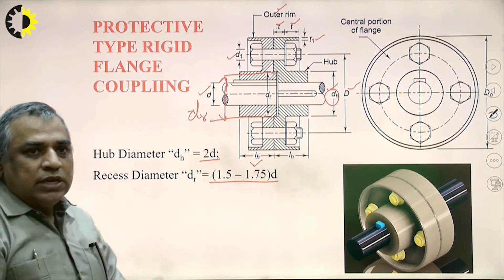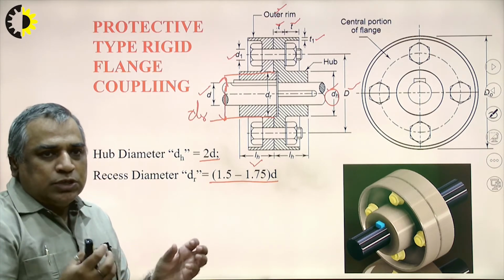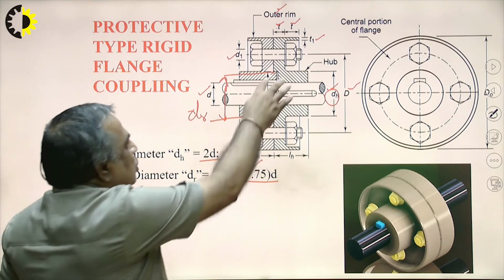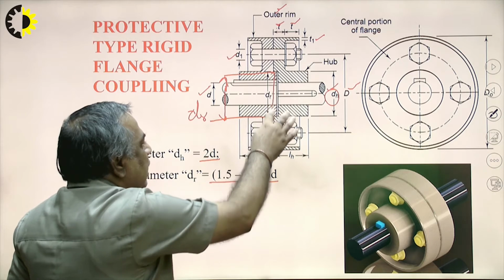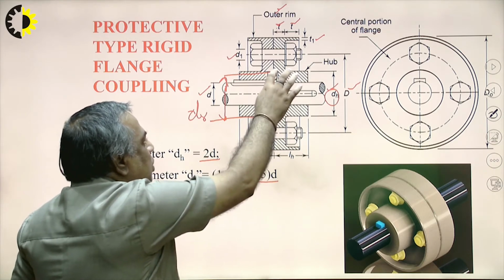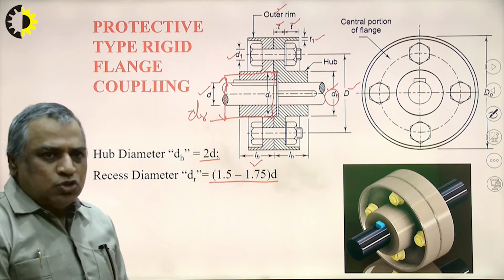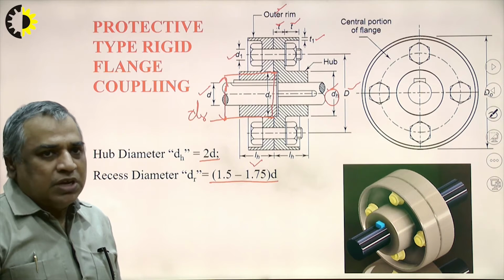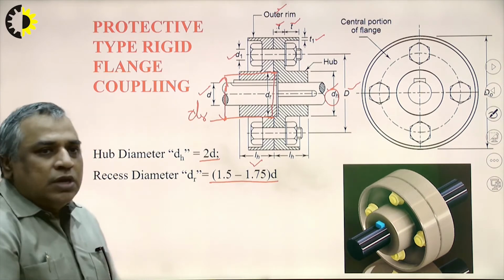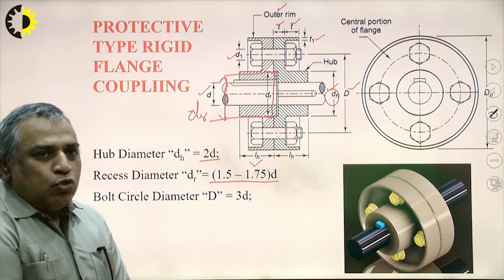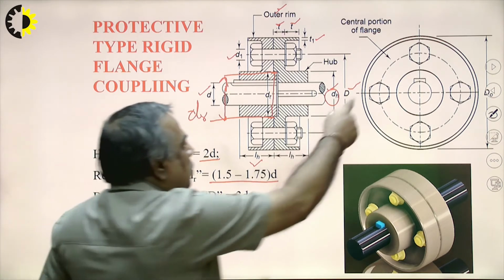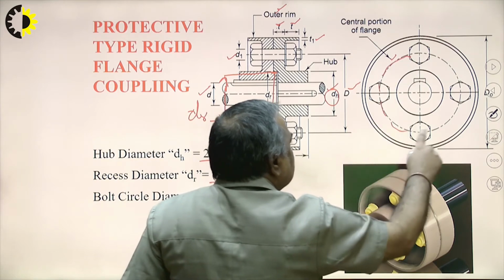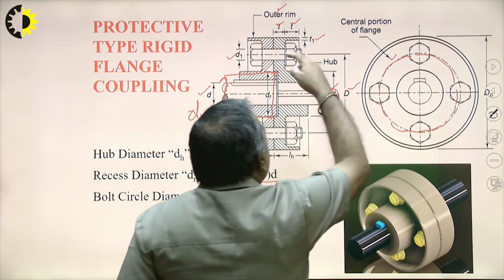In this case, there is one projection, the spigot and recess arrangement. One flange has an outward projection like this, and the other has the corresponding recess. This is the male-female arrangement, so that perfect alignment of the driving and driven shafts can be achieved. Otherwise it will create a problem in the working of the system. Then the bolt circle diameter, where you put the bolts. This dotted portion is called the bolt circle here.